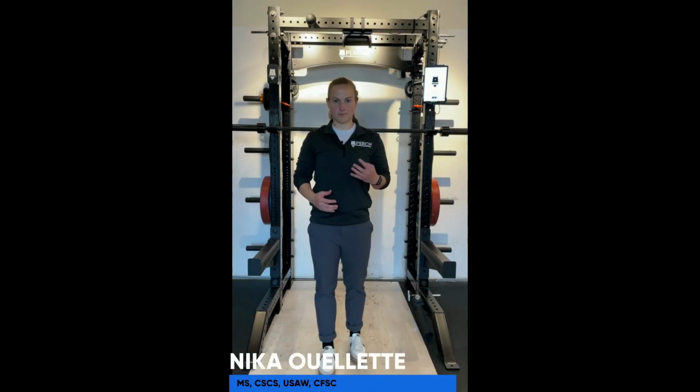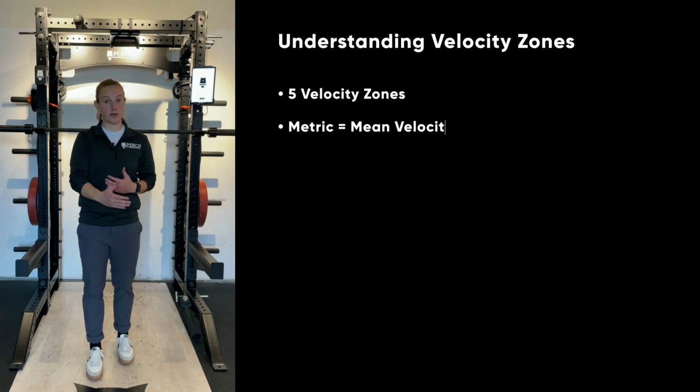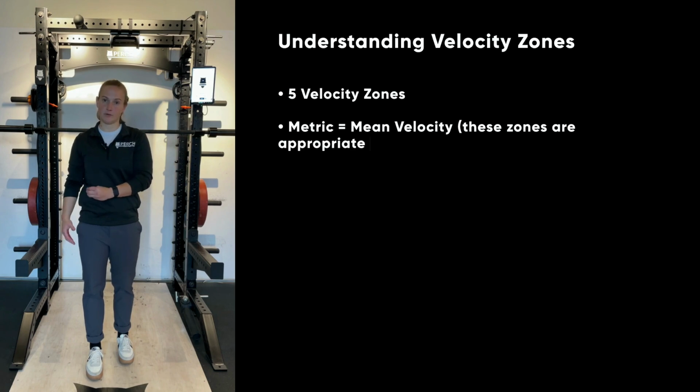Welcome to Session 4, Understanding Velocity Zones and Setting Thresholds and Goals Using a Velocity-Based Training Device. There are 5 main velocity zones to velocity-based strength training. The metric here is mean velocity. This is largely based on the research and is based in strength training movements, not ballistic or Olympic movements.